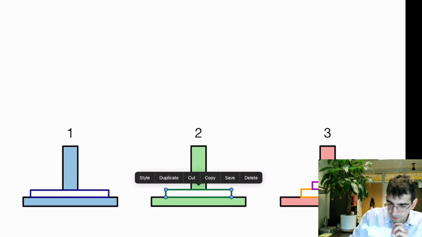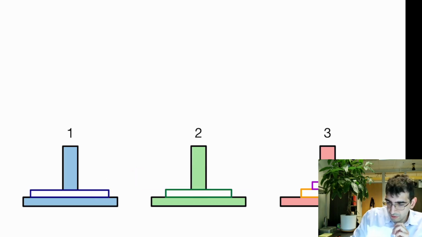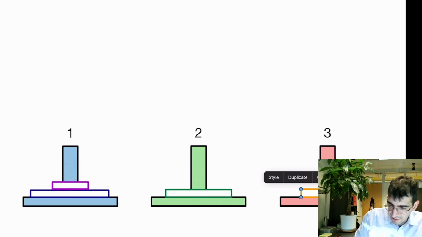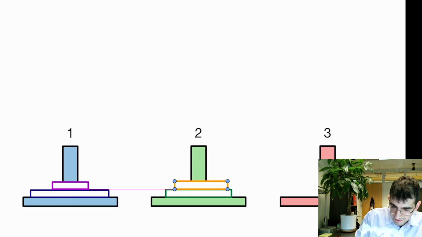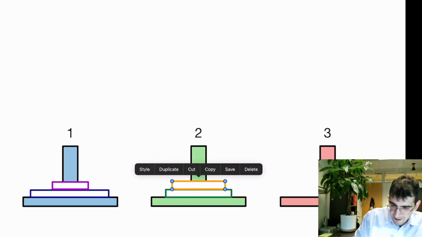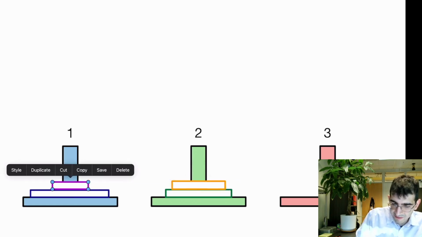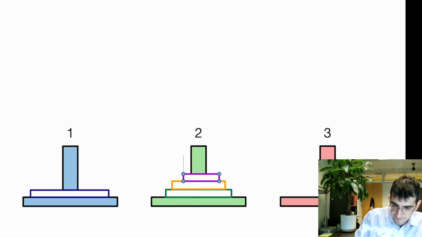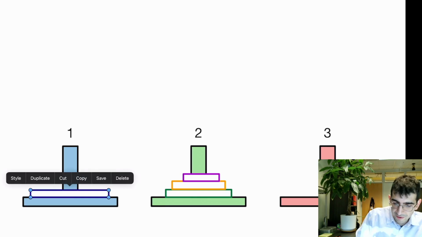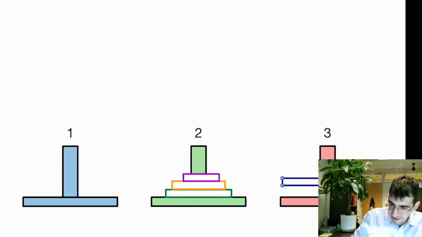Now we would like to be able to move this large disc to pole 3, but there are 2 other discs in the way, right? So we got to get the smallest disc out of the way. We got to get the yellow disc out of the way, maybe onto pole 2, smallest disc back onto pole 2. And then of course we can move the largest disc onto pole 3.